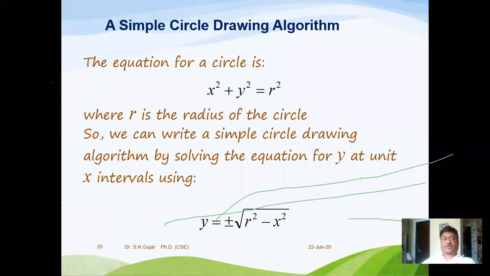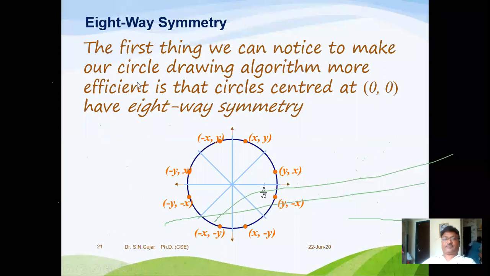First of all, you have to use the 8-way symmetry. The first thing to notice is what is meant by 8-way symmetry. I am going to draw one circle over here. I have divided that circle first by horizontal, vertical, and then diagonal lines, so the circle is divided into 8 parts. That's why its name is 8-way symmetry.